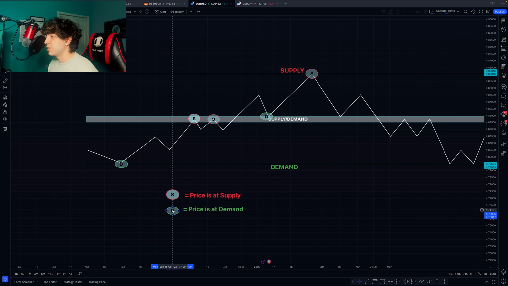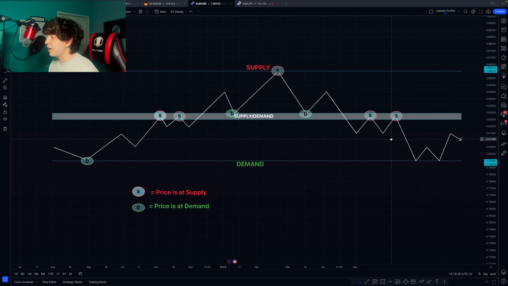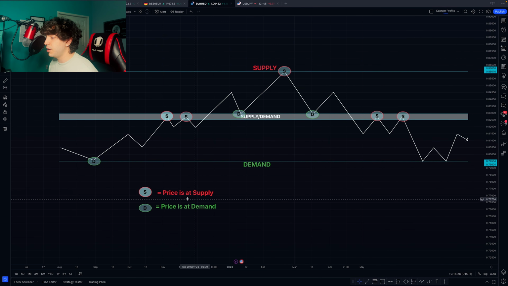Price came back down to the supply and demand zone and acted as demand, so price went up, broke through this zone, came back up. This area was acting as supply for price in both these zones. And then lastly, we had price come back to demand. It went up for a little bit, came back down, and price acted as demand again.